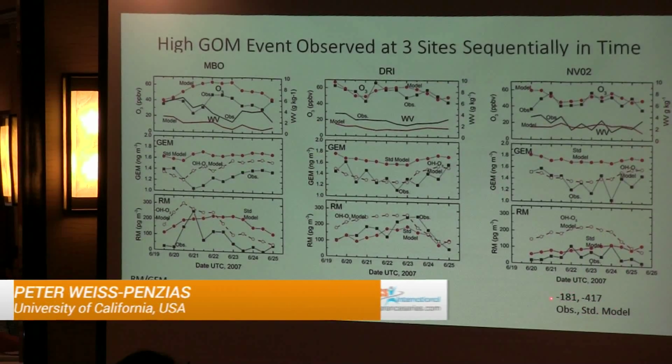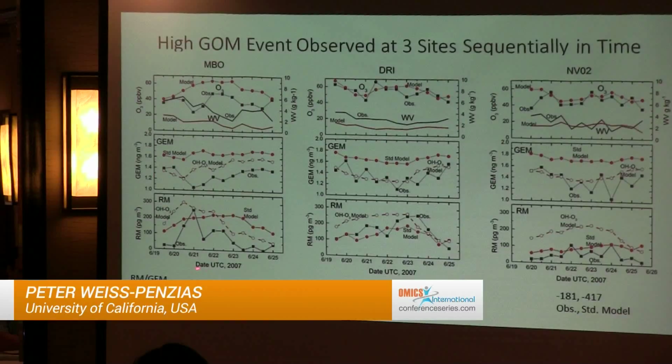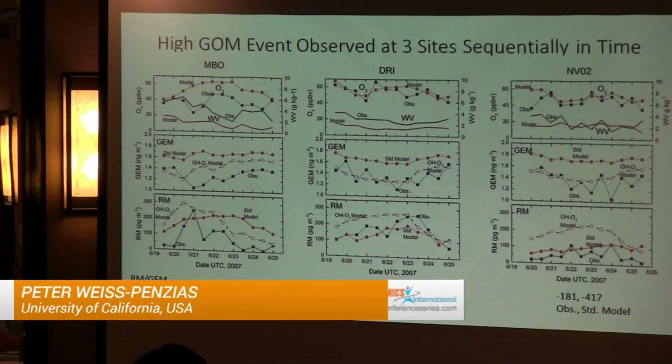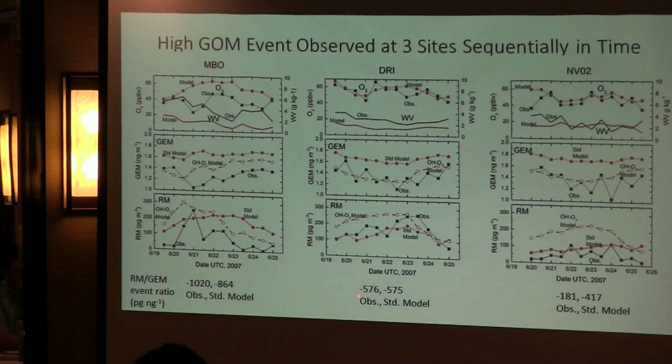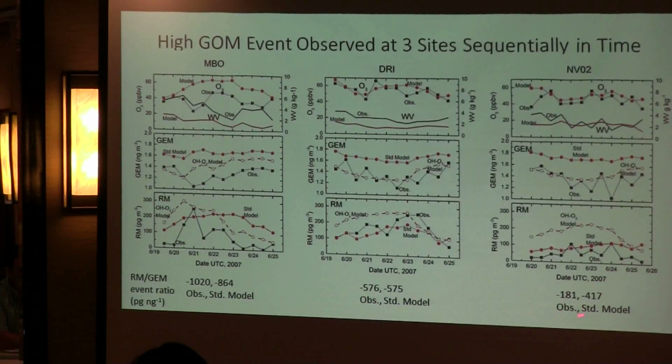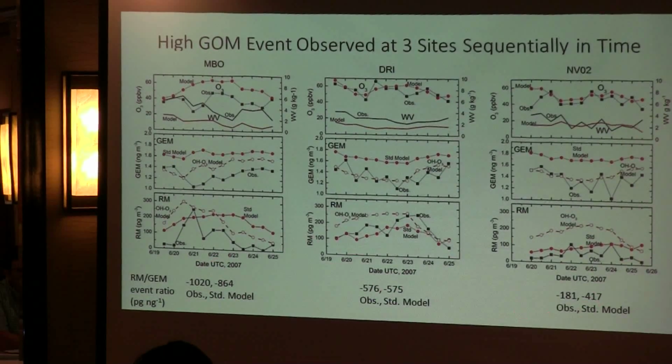not quite as perfect, but the trend is interesting because as this air mass came from the west and was subsiding, it showed the highest negative slopes at Mount Bachelor, the second highest at Desert Research Institute, and the third highest at NVO2. And the model was able to capture that trend even if the magnitudes aren't exactly the same.